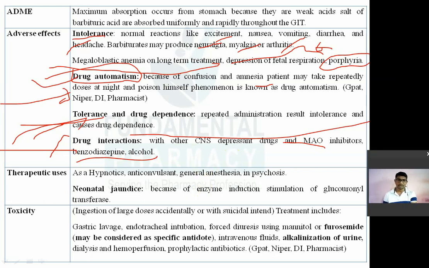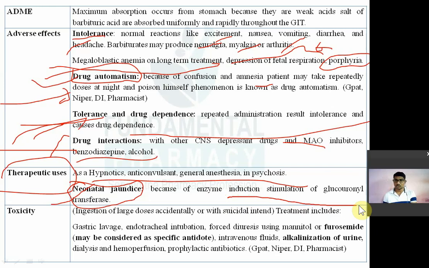Now what are the therapeutic uses? उसका use क्या है? Uses of barbiturates. They are used as hypnotic, anticonvulsant, general anesthetics, and also in psychosis. One more use, not because of their hypnotic or CNS depression property, but because of their adverse effect: it is also used in neonatal jaundice because of enzyme induction, regulation of glucuronyl transferase, an increase in the amount of bilirubin binding protein, and increased metabolism of bilirubin. That's why this adverse effect can be utilized as a therapeutic effect, and that's why phenobarbital is sometimes used in neonatal jaundice.